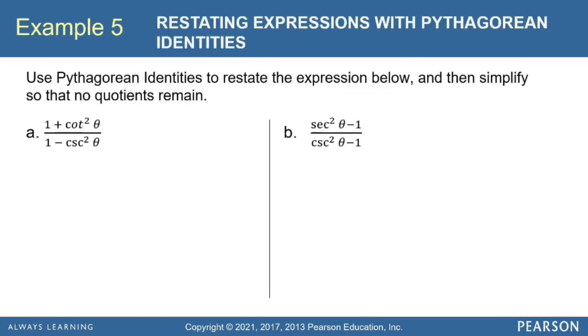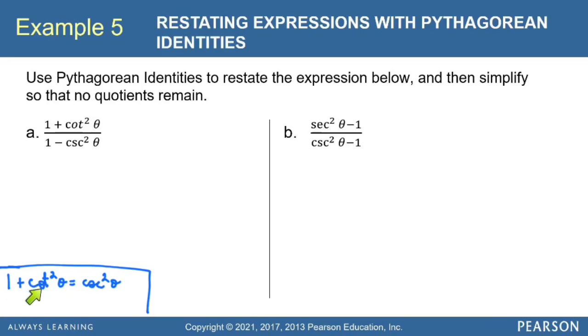So in example 5, let's use the Pythagorean identities to restate the expressions below and then simplify so that no quotients remain. We'll start with part A, and it says 1 plus cotangent squared theta all over 1 minus cosecant squared theta. The first thing we notice is the top looks like part of a Pythagorean identity. It has a 1 and it has a squared term. So we want to recall from memory which Pythagorean identity contains cotangent squared. I'm just going to jot that down here. It was 1 plus cotangent squared theta equals cosecant squared theta.